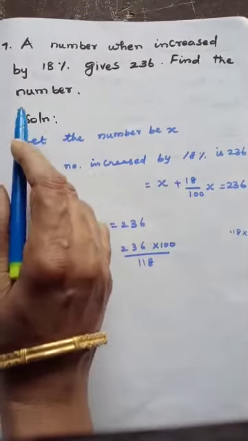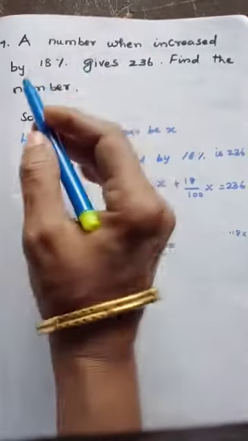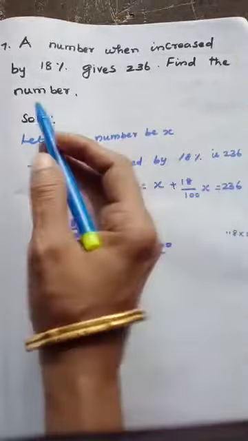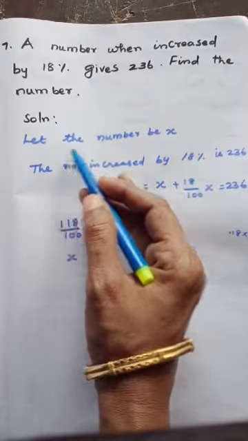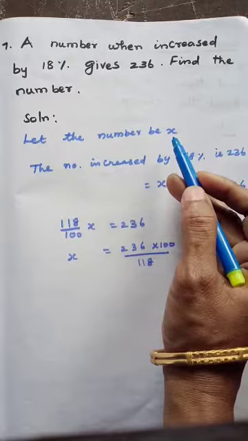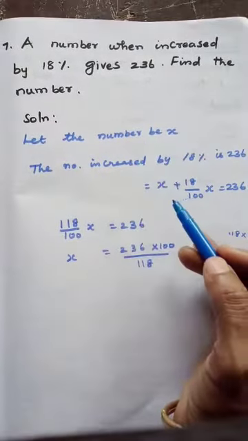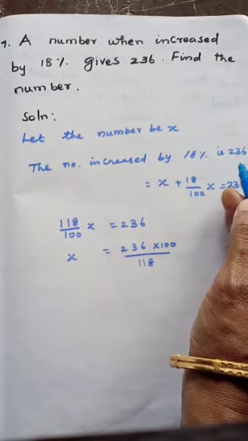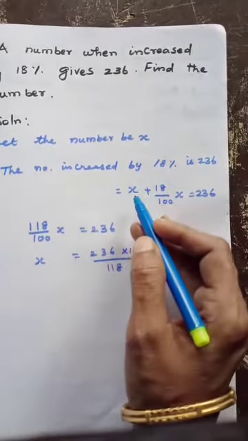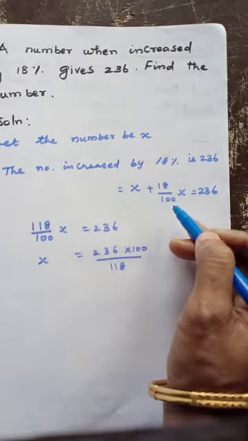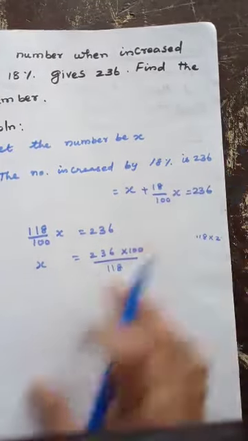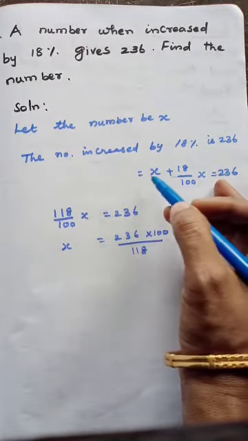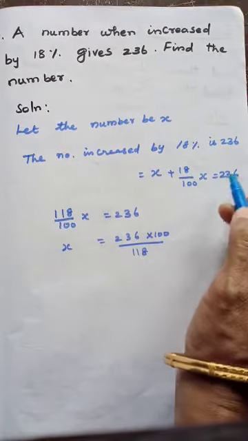Then the 7th problem. A number when increased by 18% gives 236. Find the number. Solution. Let the number be x. The number increased by 18% is 236. So the number x plus 18 by 100x is increased. So x plus 18 by 100x is equal to 236.